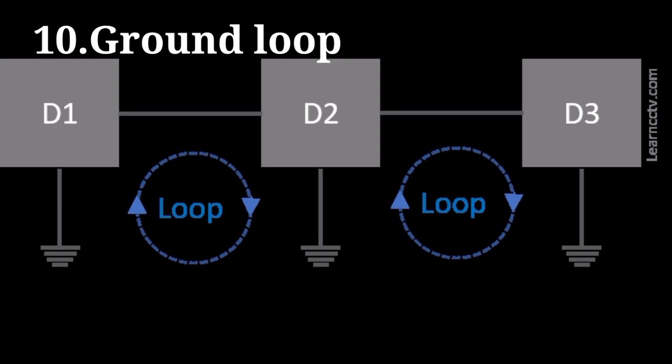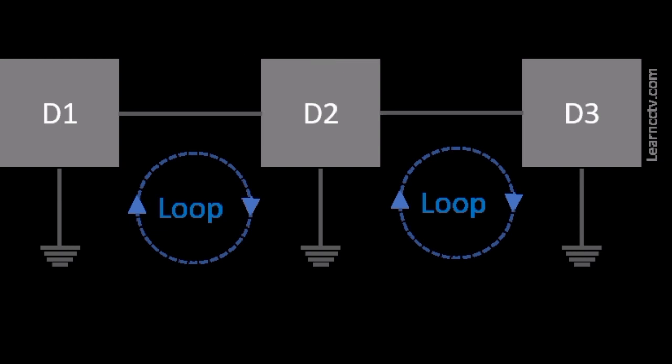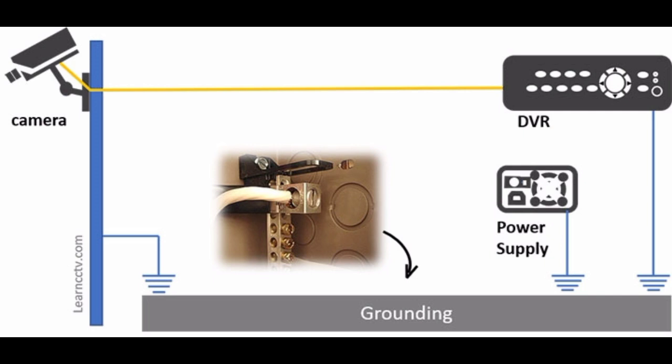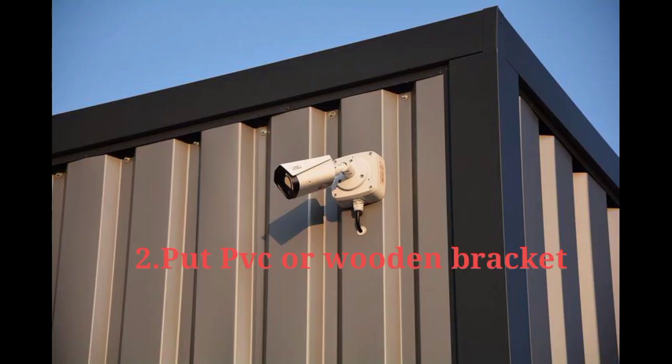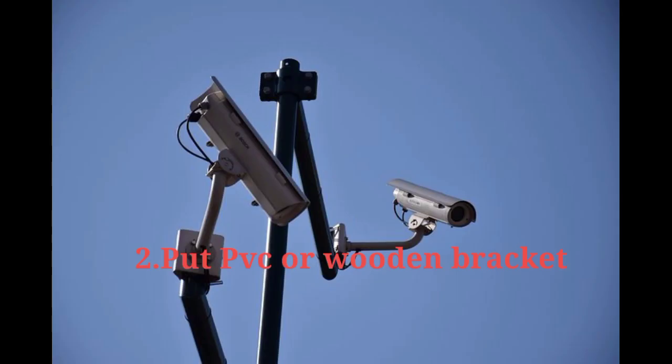So what are the solutions? The first one is to connect all devices to a single ground point so that there will be no potential difference between them. So there will be no horizontal lines. Another method: in some metallic constructed building or on an electric pole, put insulated material, that is a wooden or PVC bracket. If you put this wooden or PVC bracket or box, there will be no potential difference. So you can solve this problem by putting insulation material between the camera and the pole or electrically constructed building.